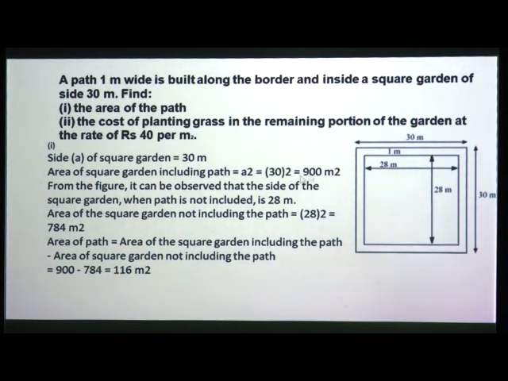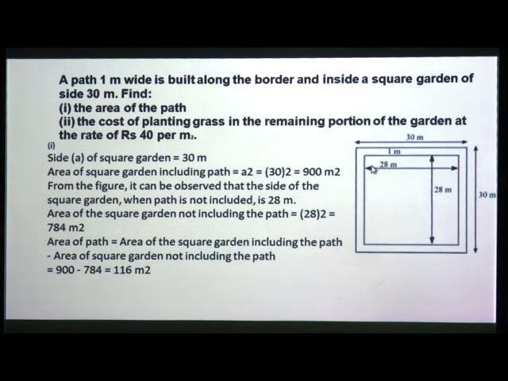Here, for planting the grass in the remaining area, this is the remaining area. If we want to plant the grass, what will be the amount required for planting 1 meter square? They charge rupees 40 per meter square.